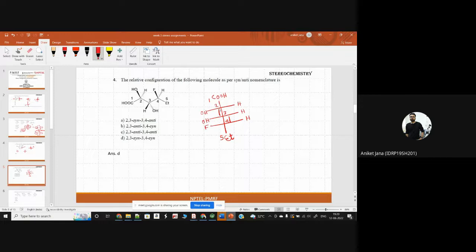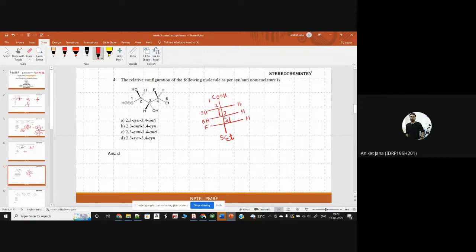So if we look around the 2, 3 bond, then what is the configuration of this 2, 3 bond? Syn or anti? Sir, it's syn. It's syn, as the like groups are in the same direction, right? Here 2 OH and here 2 hydrogen are there. Okay. Is it clear? Yes, sir.